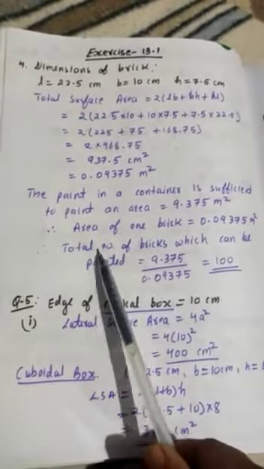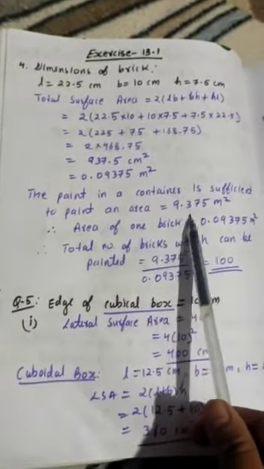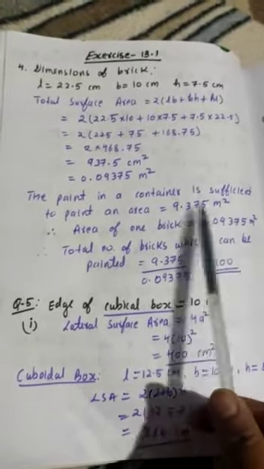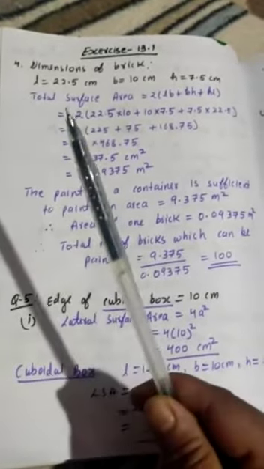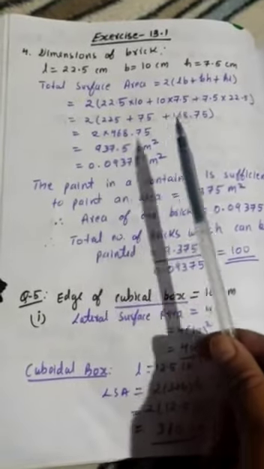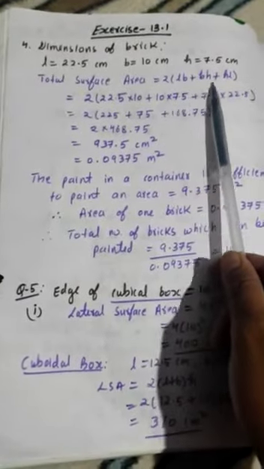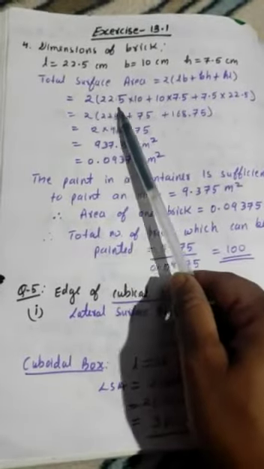The paint in a container is sufficient to paint an area of 9.375 meter square. Because it is a brick, you will have to paint it from all sides, so it will be the total surface area. The total surface area of the brick will be 2 into (LB plus BH plus HL). This is the formula you know. So you have to substitute the values.